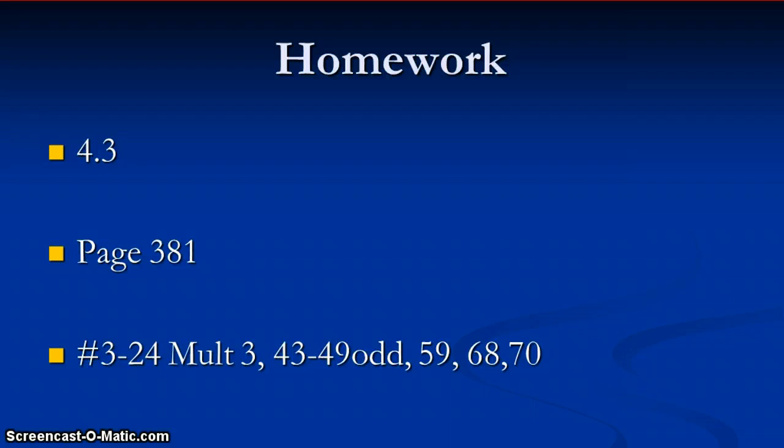Your homework is section 4.3, page 381. You can look up the PDF of the book on Moodle. Your homework assignment is numbers 3 through 24, multiples of 3, 43 through 49, odd, 59, 68, and 70. You have the rest of the hour to work.